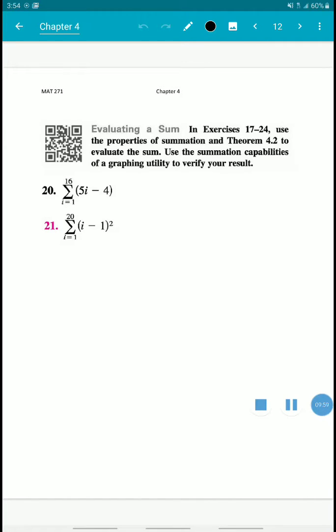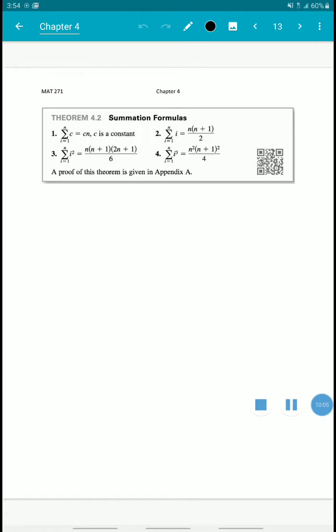So now let's talk about some properties of summations. So here's the theorem. Theorem 4.2 gives us some properties. We've got shortcut formulas for if we want to add from 1 to some number n for i squared, and i cubed. And then we have this constant one.